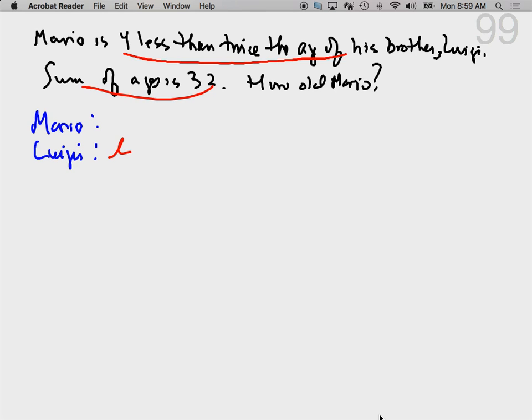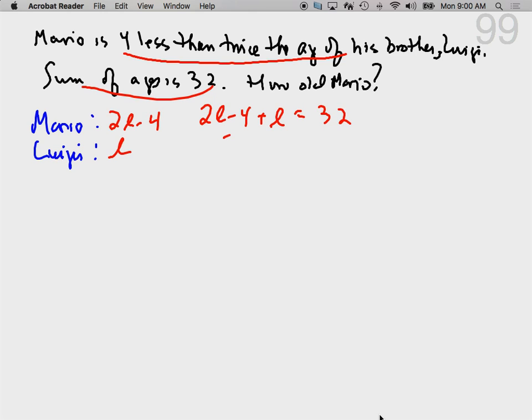You could use an uppercase L, but it's kind of weird. Usually uppercase has very specific meanings, like a constant. Usually we would use a script L. Then Mario is 4 less than twice the age, so 2L minus 4. And the sum of their ages: 2L minus 4 plus L has to be 32.